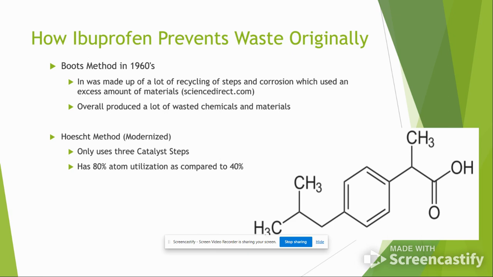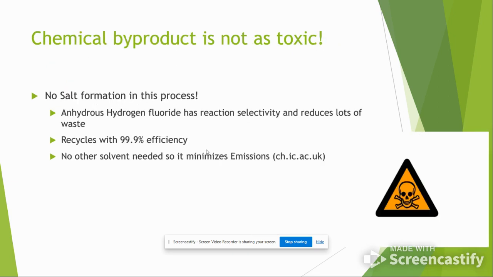Now, the Hoechst method, which is the modern method, uses only 3 catalytic steps, and it has an 80% atom utilization as compared to the 40% atom utilization of the Boots method, which means that in the process it prevents a lot of waste, actually 40% more waste than it did originally.